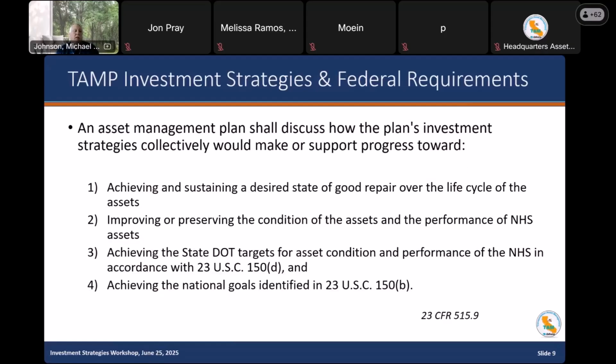So what are these requirements? In addition to the analysis for these things, our asset management plan has to discuss, meaning we have to write narrative on how the investment strategies would collectively support or make progress towards 4 things. Achieving and sustaining the desired state of good repair over the life cycle of the asset.